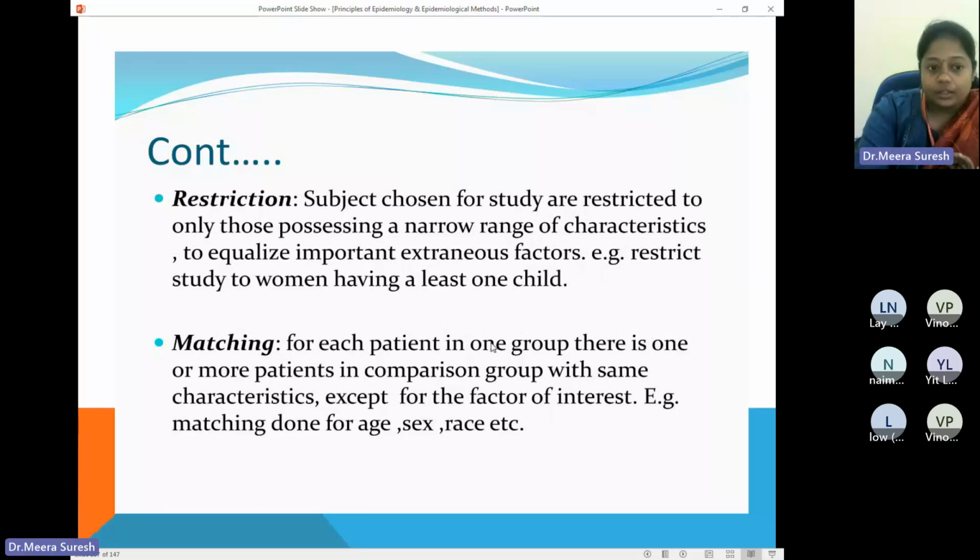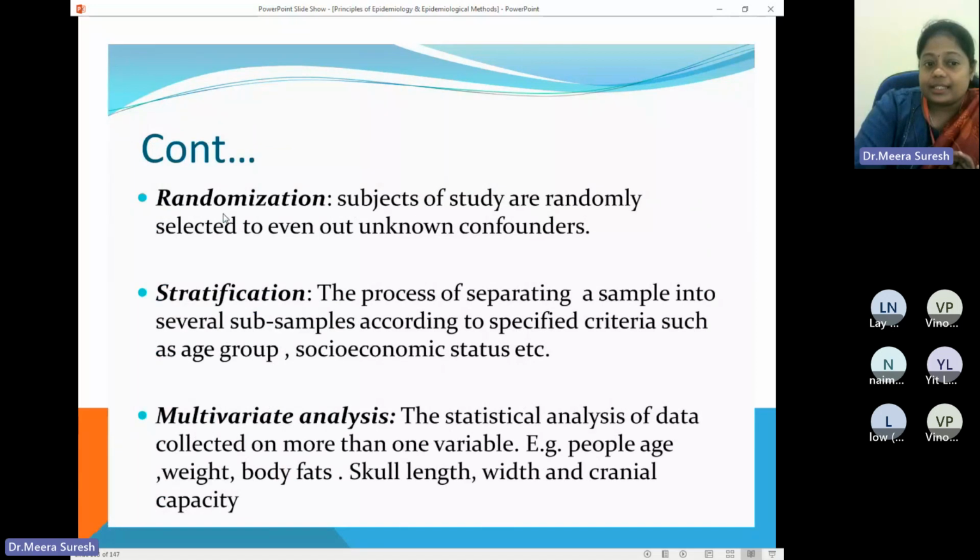Then matching we have done. Then randomization, this is a method that we will see in RCT, the randomized control trial. At that time, I will tell you what randomization is. And stratification and multivariate analysis are during the analytical part, or when you are doing the biostatistical calculation. So in stratification, you will be classifying them into separate groups, age group, socioeconomic status, etc. And then you will do the analysis. There are methods for that.